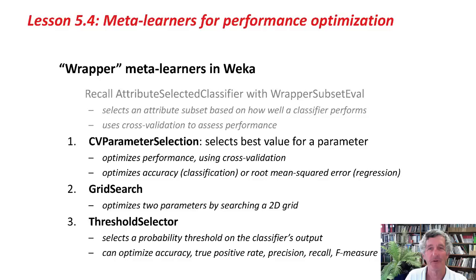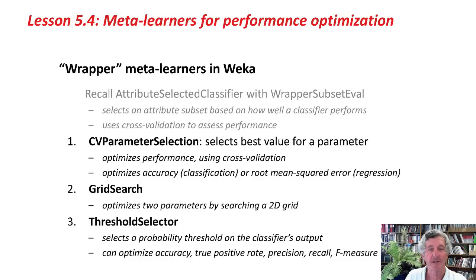Do you remember the attribute selected classifier with a wrapper subset evaluator? The way it worked was to select an attribute subset based on how well a classifier performed, and it evaluated that using cross-validation. Well, these do the same kind of thing. CV parameter selection selects the best value for a parameter. And again, it uses cross-validation. It can optimize various parameters, accuracy or the root mean squared error.